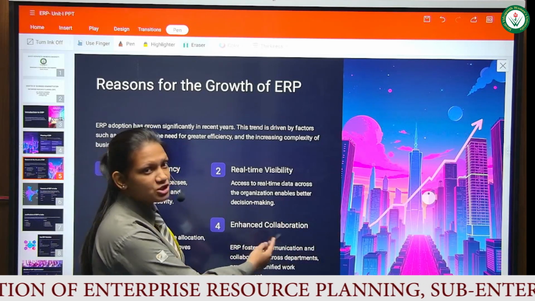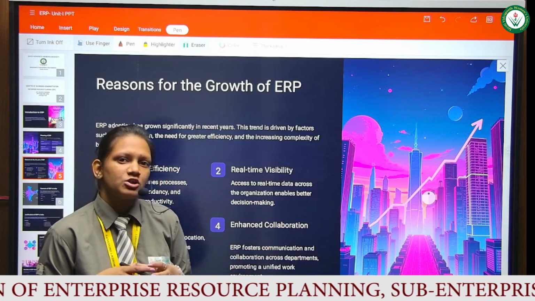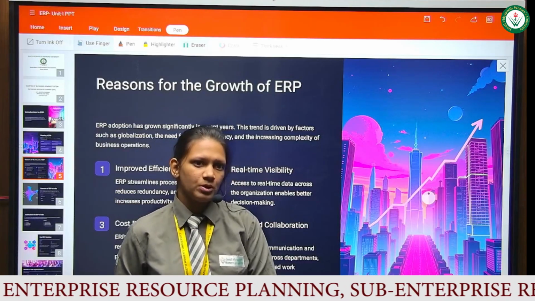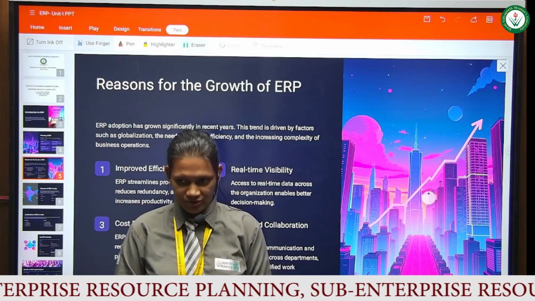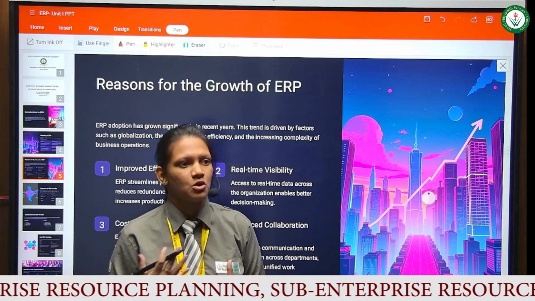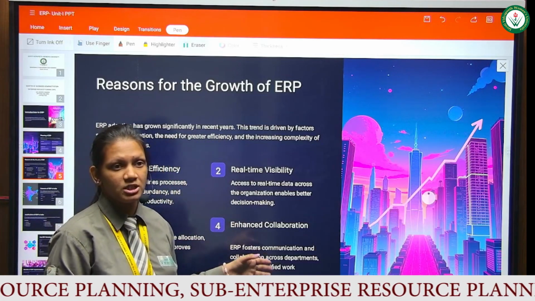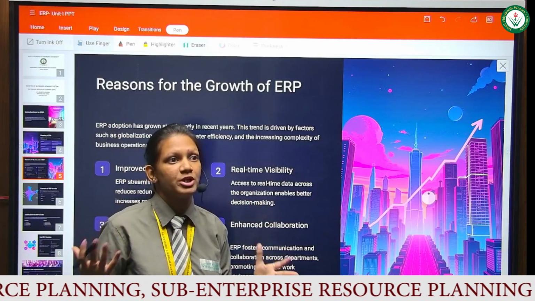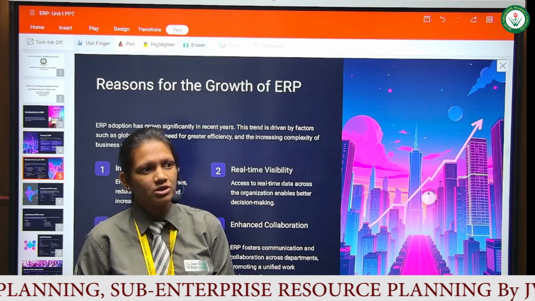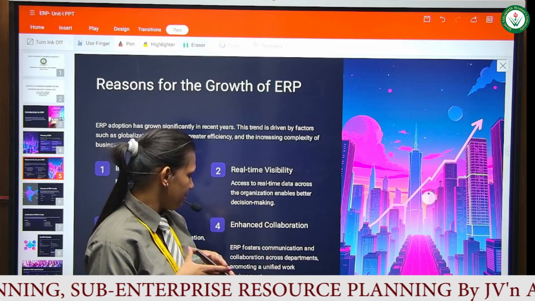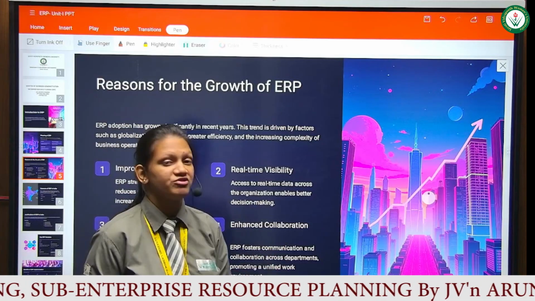Then enhanced collaboration. Whenever we are collaborating, we talk not just about within the organization but from outside the organization as well. So collaboration helps in increasing the communication between different departments, and promoting a unified work environment.